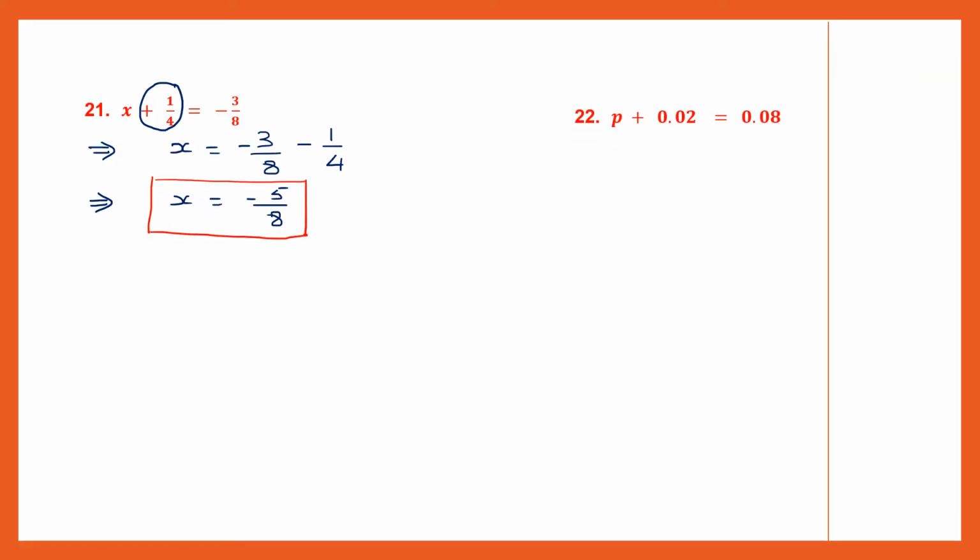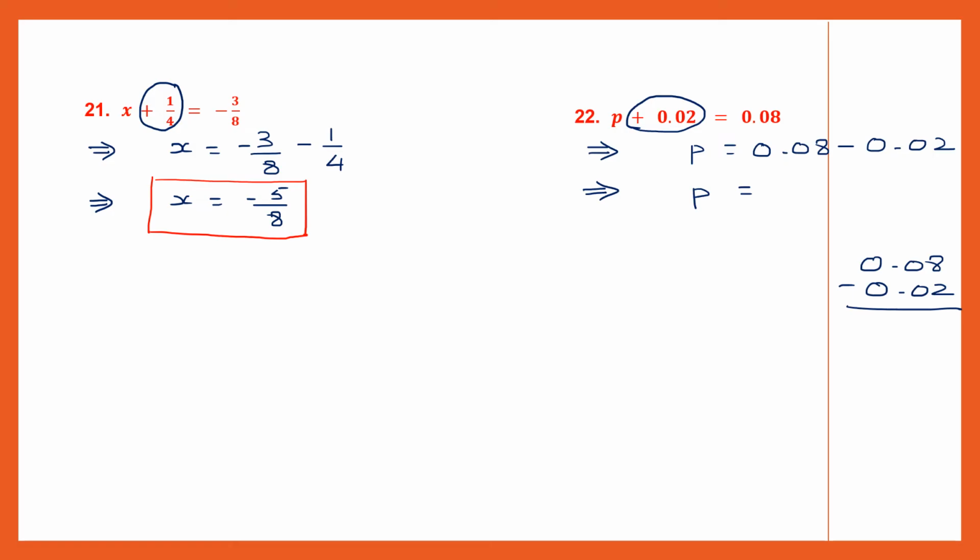Next question, p plus 0.02 is equal to 0.08. So we are going to solve for p. So on the left hand side we have plus 0.02 and we are going to transpose this to the right hand side. It becomes minus 0.02. So to find the value of p, we need to subtract these two numbers. So let's do that. 0.08 minus 0.02. So 8 minus 2 is 6, 0, 0.